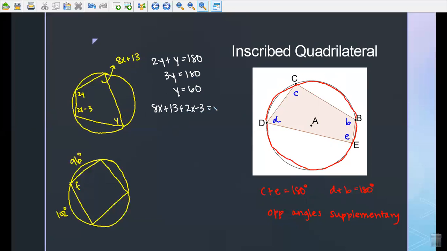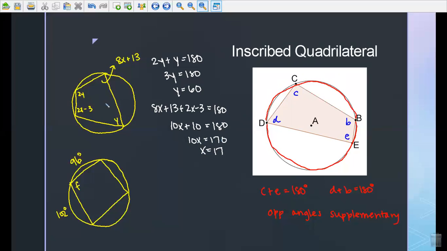Add them together. They have to equal 180. 8x and 2x is 10x. 13 and negative 3 is 10. Subtract my 10 and divide by 10, and we get x equals 17.